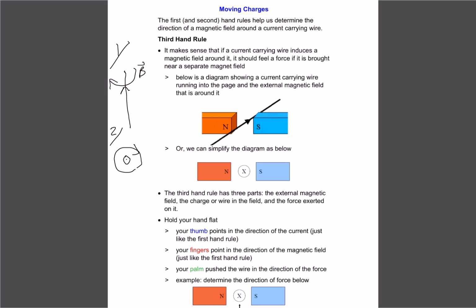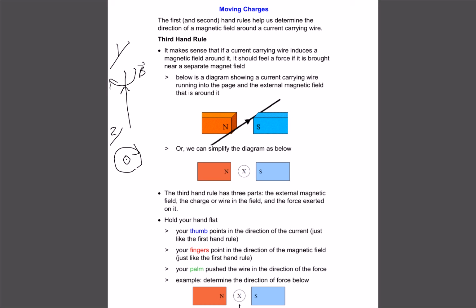So now today what we're going to look at is what happens a little bit more in detail, and we're going to do a third hand rule. So if a current moving creates a magnetic field, then that means that there should be some sort of magnetic force. So if you have a charge or a wire or anything moving through a magnetic field, there's going to be some sort of force acting on it. So today what we're going to do is figure out which direction that force is and how to calculate it.